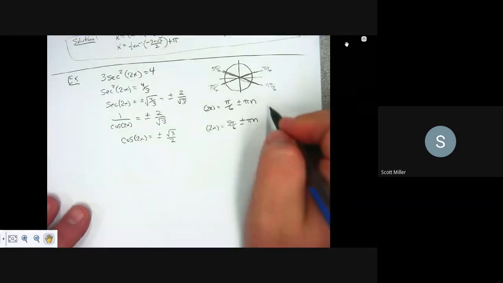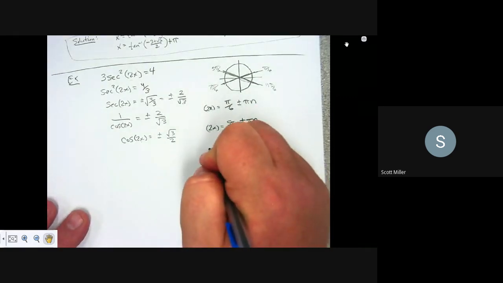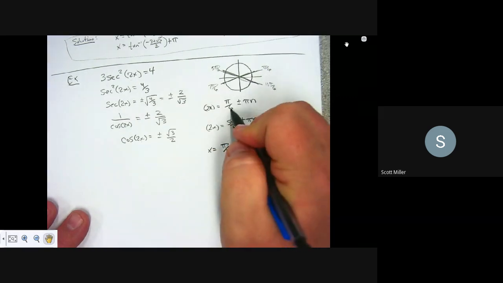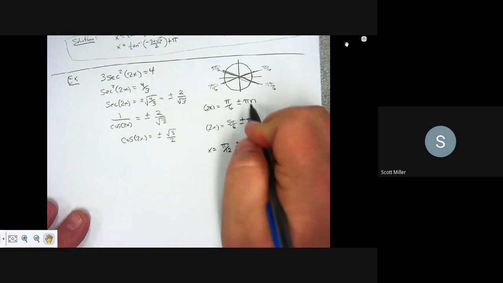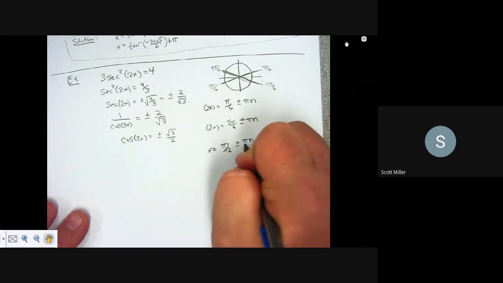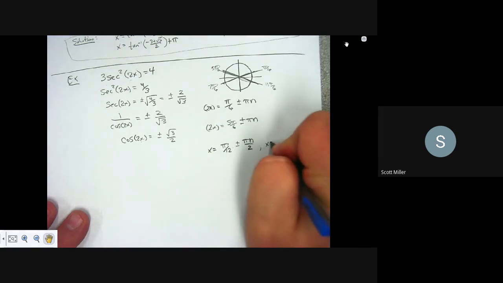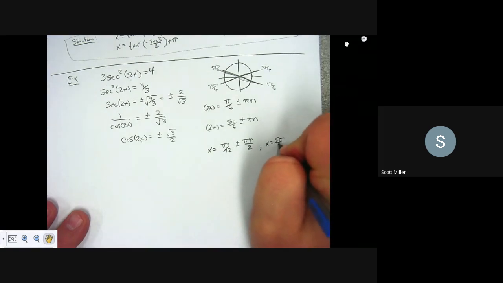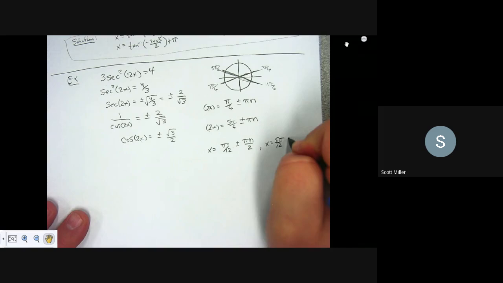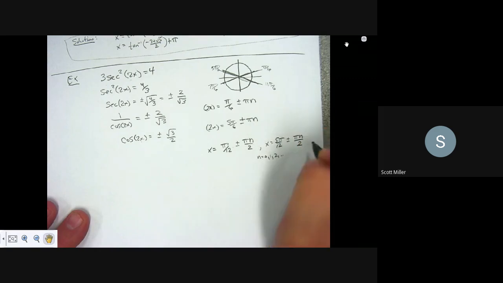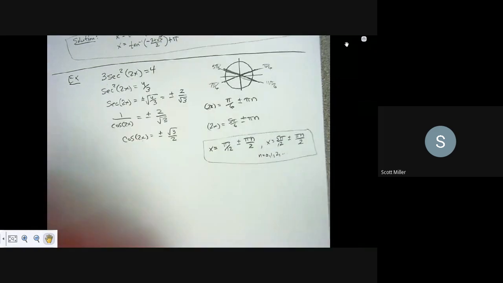And so by dividing everything by 2, I end up with my solutions, which is x equals pi over 12, divide that by 2, plus or minus that divided by 2, and I get that right there. And then the other one would be x equals 5 pi over 12, plus or minus pi times n divided by 2, and n is your counter. And that produces all the solutions to this equation right there.